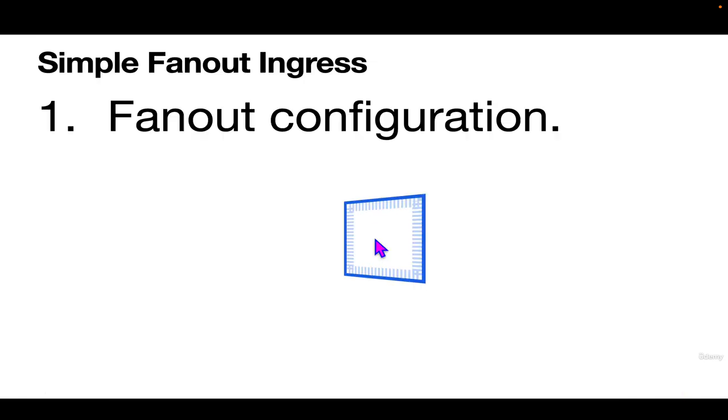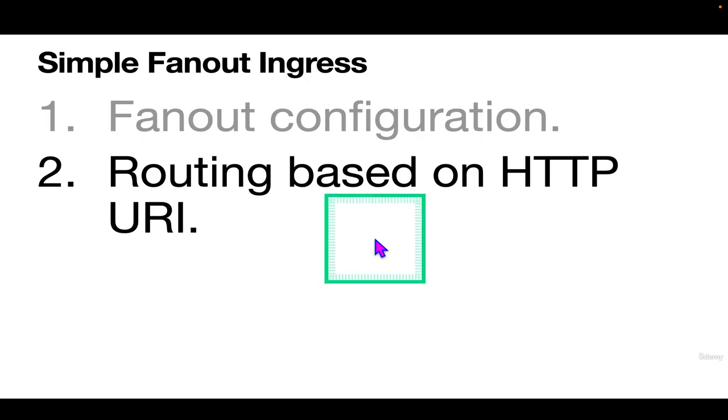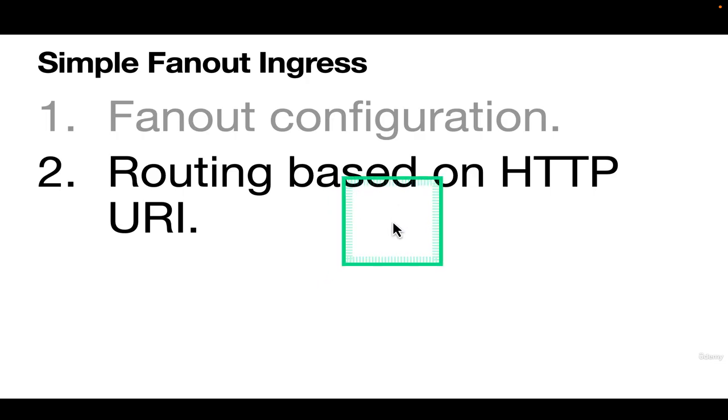Simple fan-out Ingress. A fan-out configuration allows you to route traffic from a single IP address to more than one service, which is based on the HTTP URI being requested. The HTTP URI being requested is used to determine which service the traffic is sent to. This allows you to manage traffic to different parts of your application more efficiently.